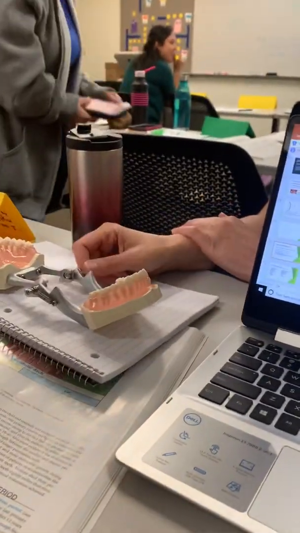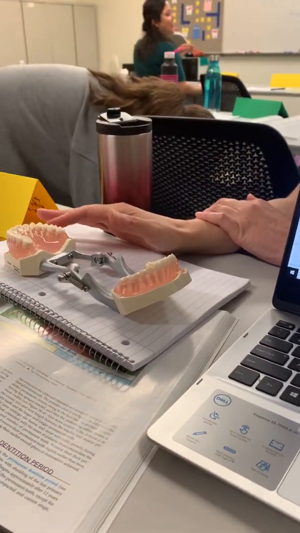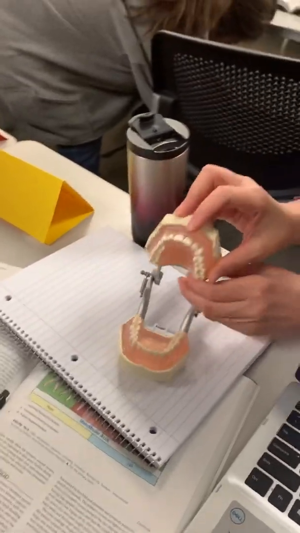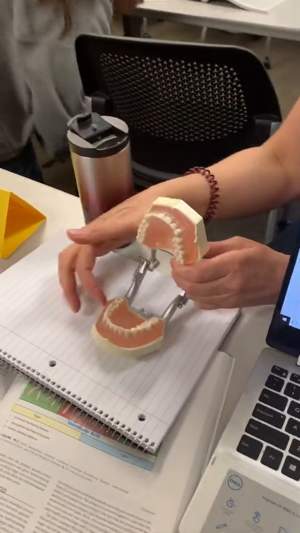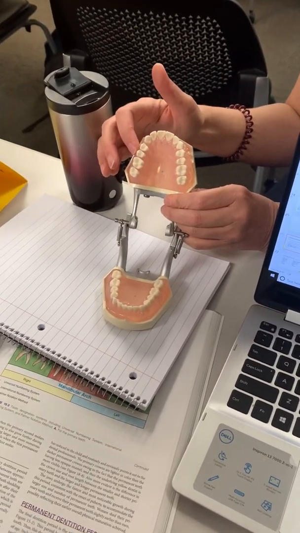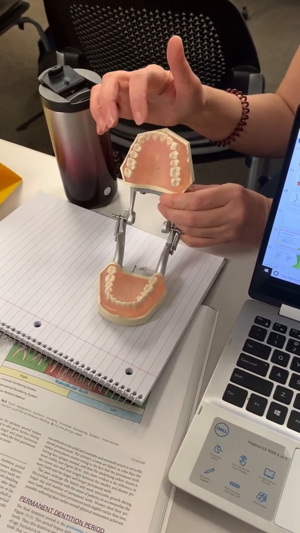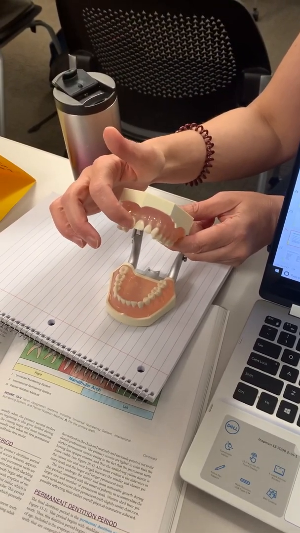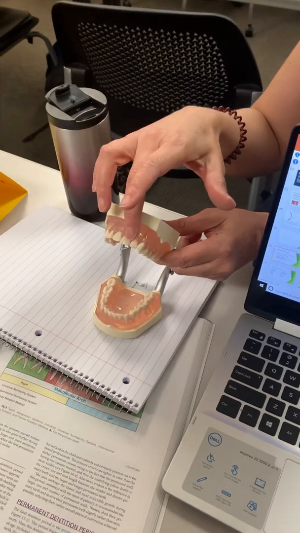Okay, so this model actually is missing third molars. However, we're going to start with what we have, okay? Maxilla, mandible, molars. This is permanent dentition. This is a canine. These are incisors. These are lateral incisors, central incisors, and then they repeat on the other quadrant.